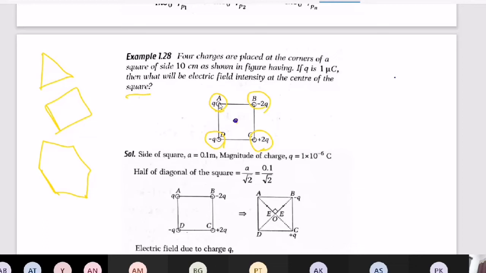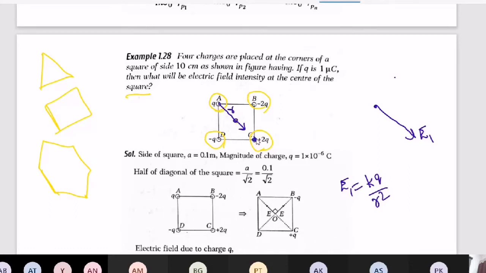Now if you consider first plus Q, the distance, let's take R. There is a field due to that one in this way. Like that, at that point there is a field due to plus Q, this one, E1 first. Then what is the magnitude? E1 equals KQ by R square, as it is positive charge, directed away.